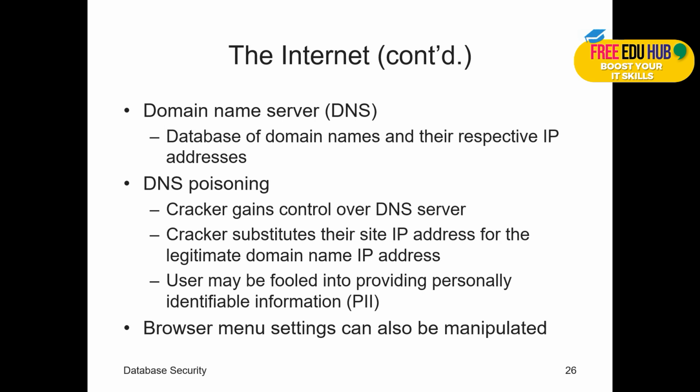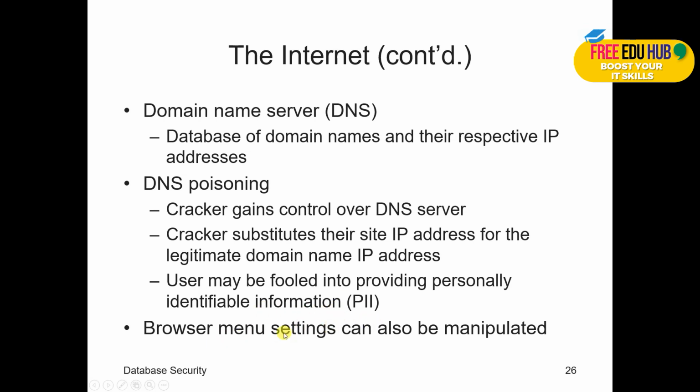So if there is DNS poisoning, they'll change the IP address behind the Google address, and instead of going to Google, you'll be going to a lookalike website which would be launched by the attacker itself. The user may be fooled into providing personally identifiable information.